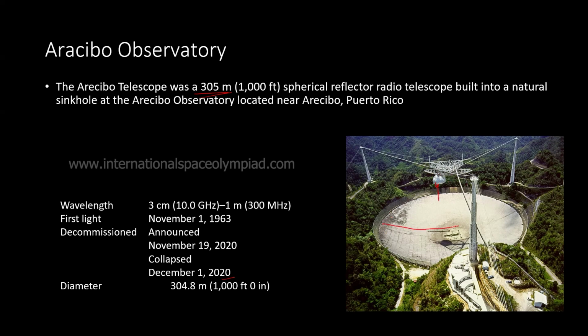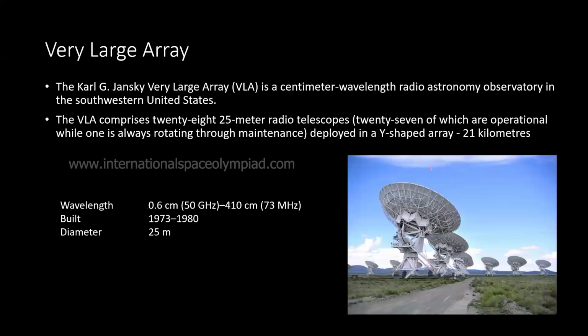Here this part is acting as the dish, and this dish can reflect, and this is the receiver unit. This receiver is suspended by 3 wires from this side. Now this is another array of telescopes called the Very Large Array, or VLA for short, or the full name, the Karl Jansky Very Large Array. Karl G. Jansky is known as the father of radio astronomy.